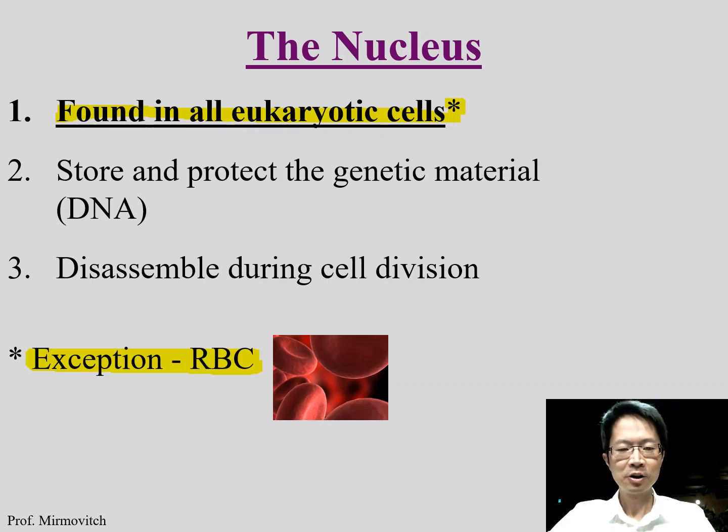Okay. So in the red blood cell, there's no nucleus. That's why the lifespan of a red blood cell is very short. It's approximately 120 days. And the function of the nucleus is that it stores and protects genetic material, which we call DNA. We talked about DNA earlier when we talked about nucleic acids. DNA stands for deoxyribonucleic acid.